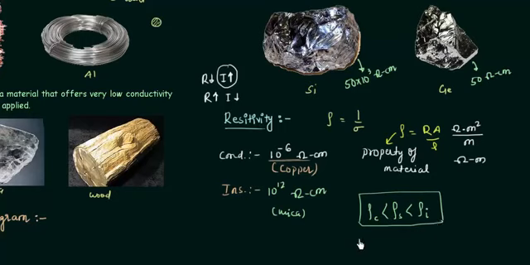The flow of current will be reverse. If I say I is the flow of current for the semiconductor, then it is greater than the insulator and less than the conductor. So this is all for the resistivity.